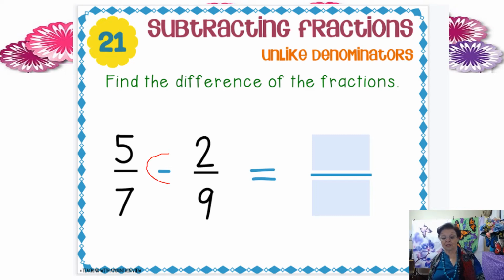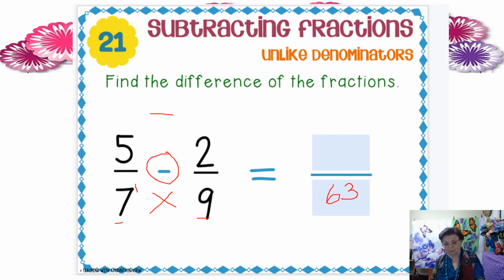Now we're going to be subtracting. It's the same steps as addition, except when you get your new numerators, you subtract them instead of adding them. So, 7 times 9. Let me get my fingers up. 1, 2, 3, 4, 5, 6, 7, 63. So our new denominator is going to be 63 because 7 times 9 is 63.